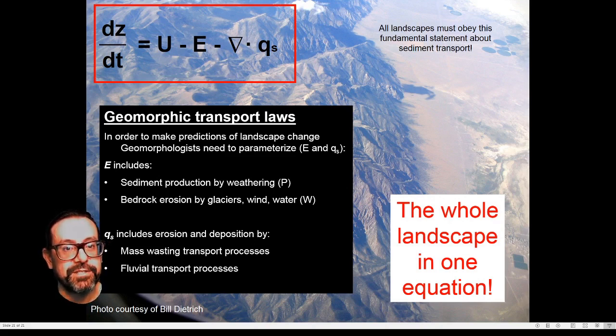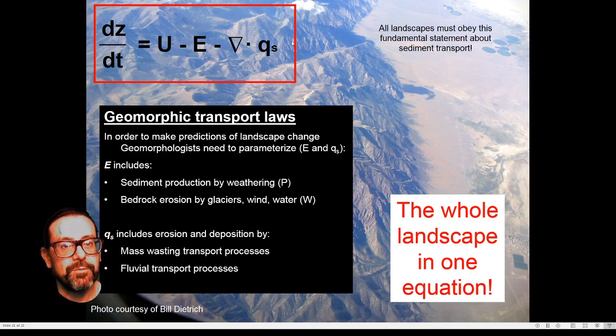So in order to make predictions of landscape change, geomorphologists need to parameterize those variables, or those terms, including the bedrock erosion rate and the sediment flux divergence. And that bedrock erosion rate is represented here as E, and it includes sediment production by weathering processes that are happening at the bedrock soil interface and by bedrock erosion by glaciers, wind, and sediment embedded in water flows that actually wear away the bedrock.